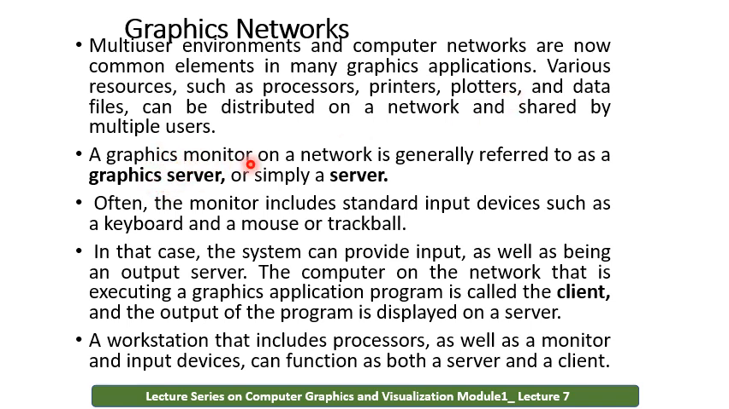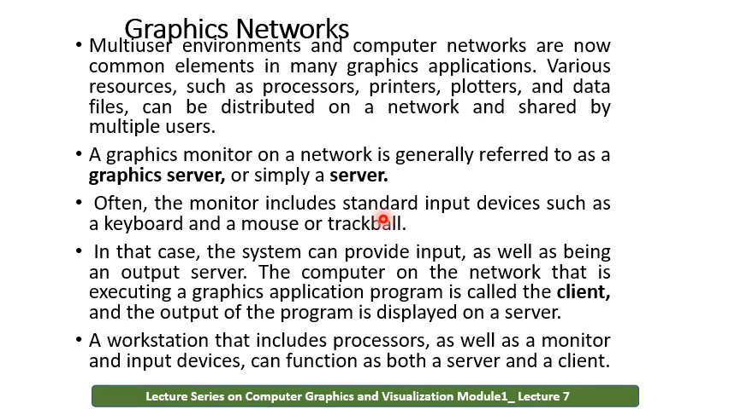To make this available, there will be a graphics monitor on a network, which is generally referred to as a graphics server, or simply server. Often the monitor uses standard input devices that we already discussed in the last class, such as keyboard, mouse, trackball, etc. The computer on the network that is executing the graphics application program is used for communicating. That application program we call a client, and the output of the program is displayed on a server. In this way we can make the graphics network a client and server application.